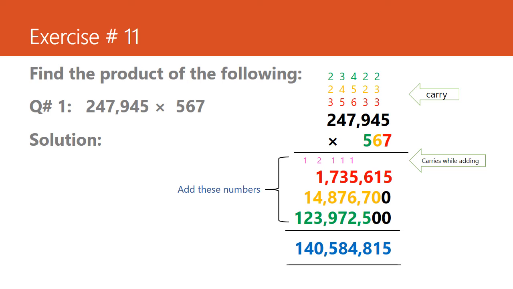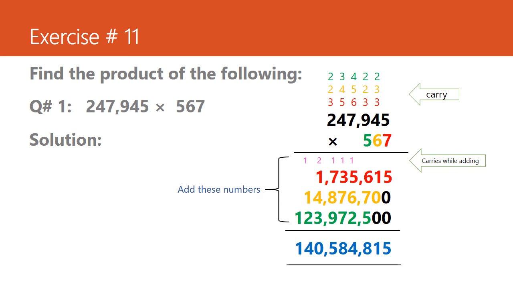Now start multiplying 6, which is written in orange color, with 247,945. Similarly, after multiplying with 6 you will get 14,876,700, which is written in orange color. Now multiply 5 with 247,945. After multiplying you will get 123,972,500 written in green color.